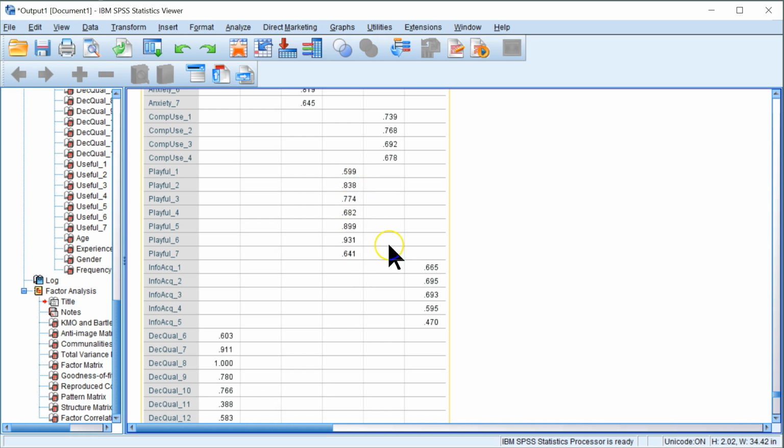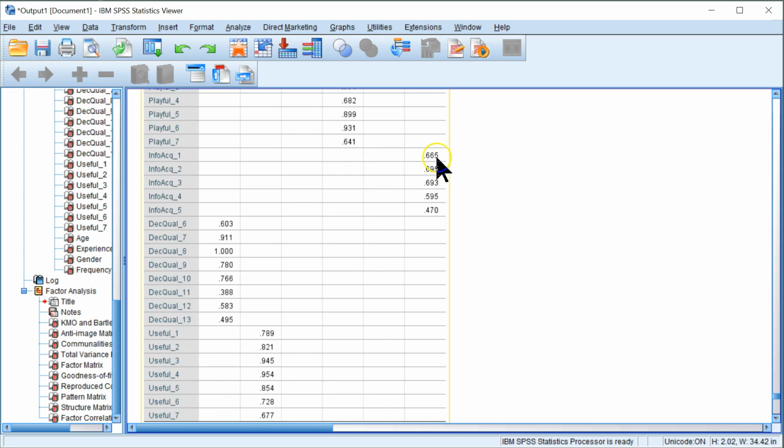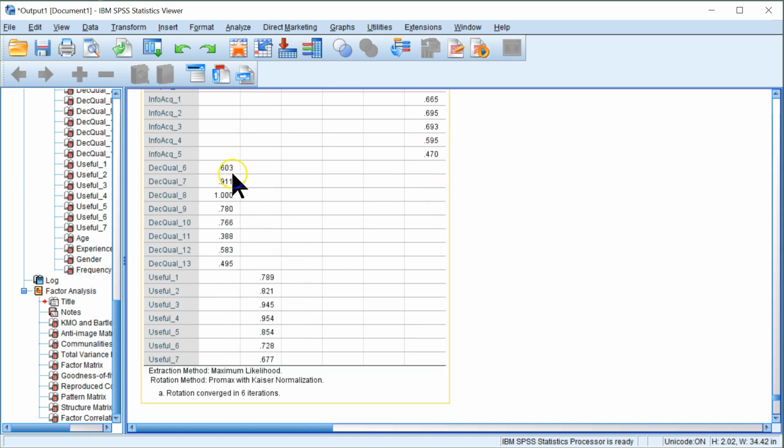Lowest of 599 is totally fine. Information acquisition, those are all pretty low. We might want to think about how to improve that. Decision quality, look, there is a Heywood case here, but it's going to resolve itself, I hope, over time. But notice there are some issues here with decision quality. We have a low 0.3, 0.4, and then usefulness is great.